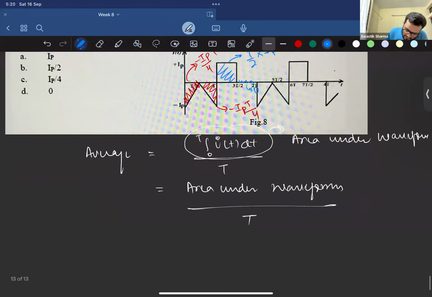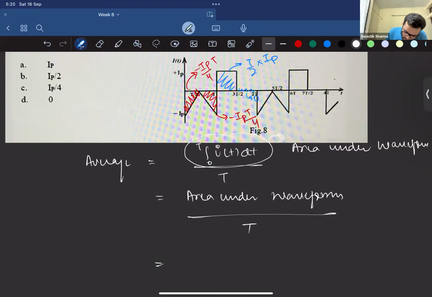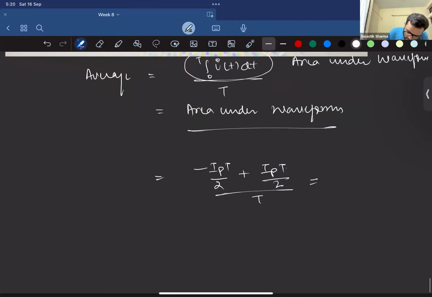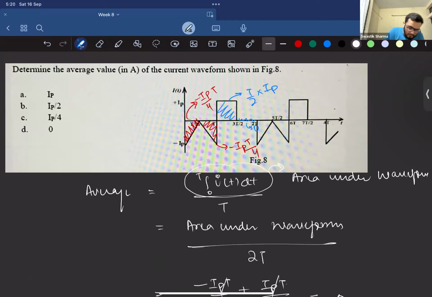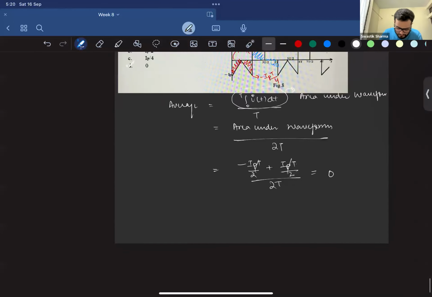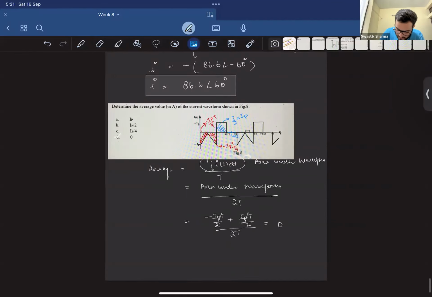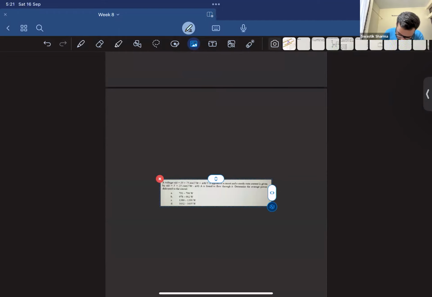So let's add all of these areas. We'll get minus Ip T by 2 plus Ip T by 2 divided by T. Since it's repeating after 2T intervals, we have to divide by 2T, right? So this and this would cancel, and so the average value is nothing but 0. So for this waveform, the average value comes out to be 0. So that's how you calculate the average values for a waveform if your waveform is given directly.